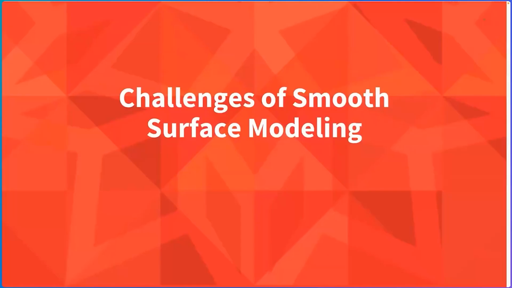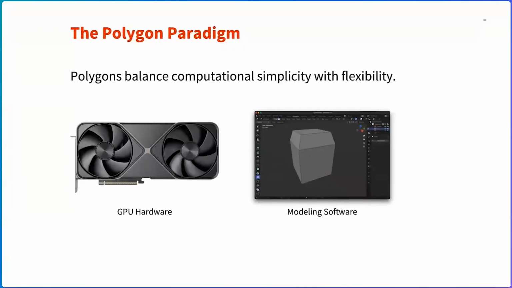All right, let's start with the challenges of smooth surface modeling. Polygons are the de facto standard when it comes to 3D modeling. This stems from them being both computationally efficient as well as their flexibility in representing various surfaces. These advantages have led to both GPUs being optimized to render them and a significant amount of 3D modeling software to be based around them. Unfortunately, there's one major downside to using polygons for everything.